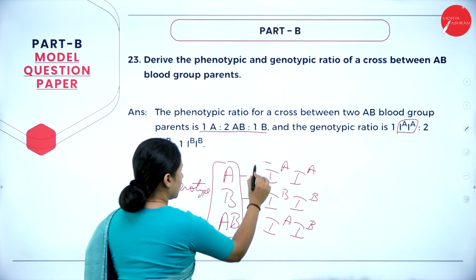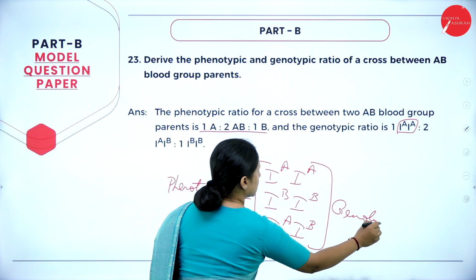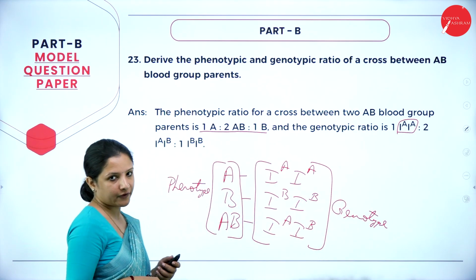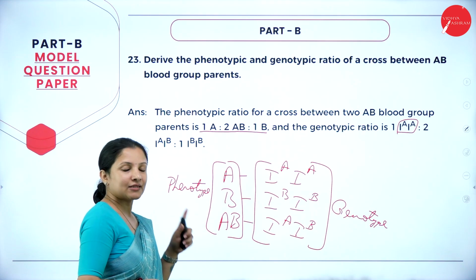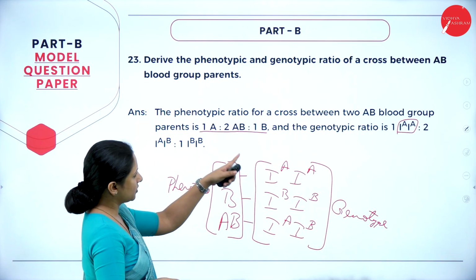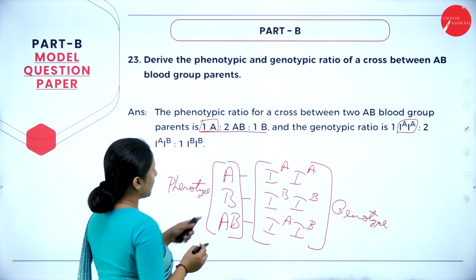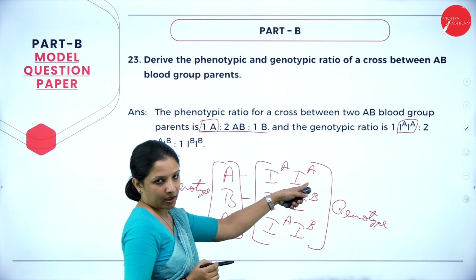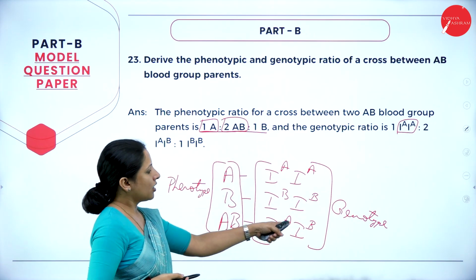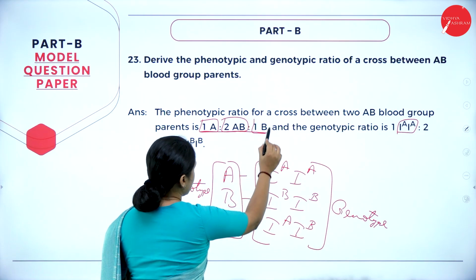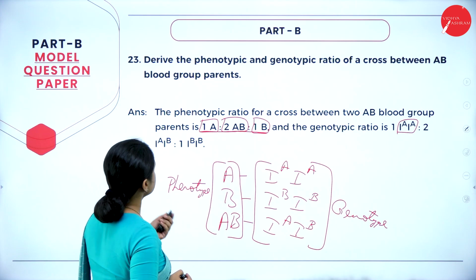This one, and this is the genotype. So they are asking what is the possibility of the phenotype, ratio and genotype of individuals of parents having the AB blood group. Therefore the genotype is 1 IAIA, because here it is 1A. And here it is 2AB, it will be 2 IAIB. And here it is 1B, it will be 1 IBIB. So this is the answer for this question.